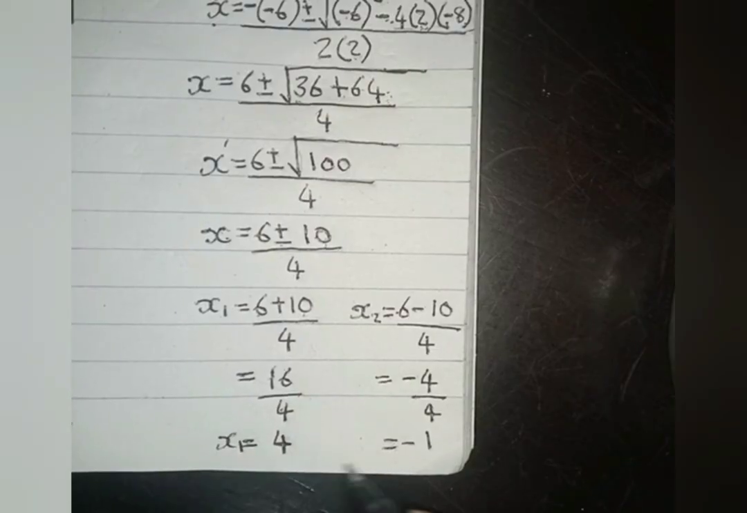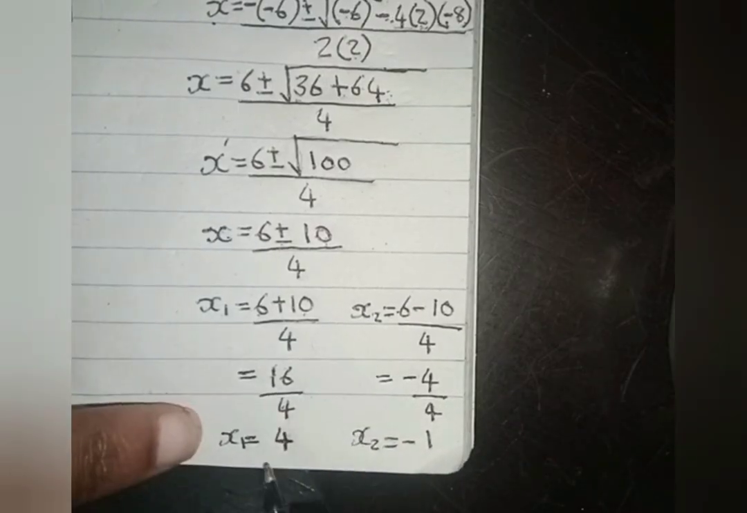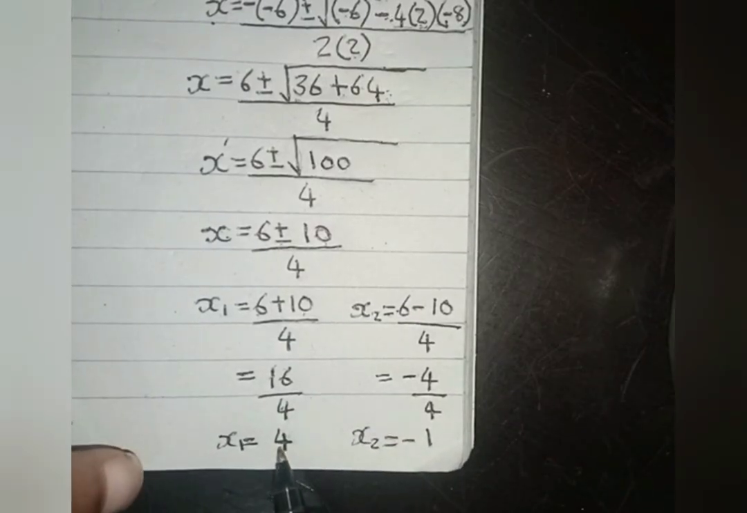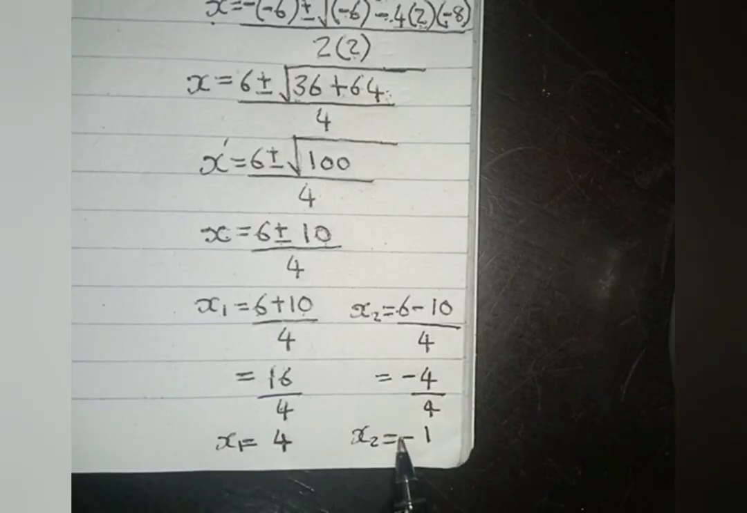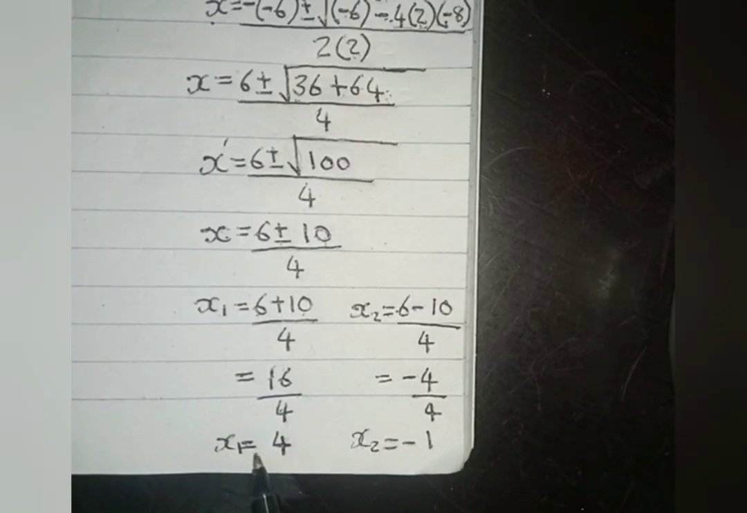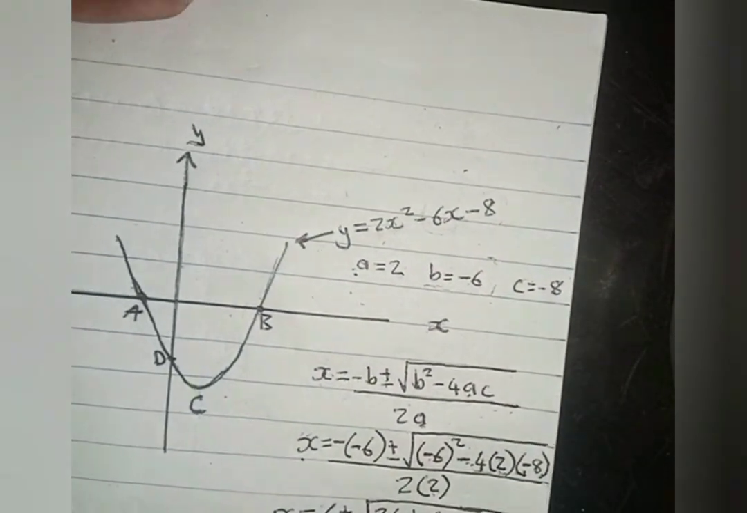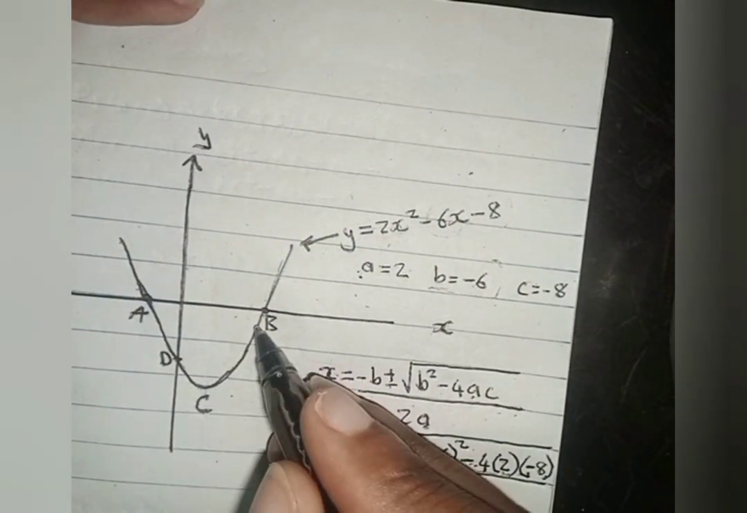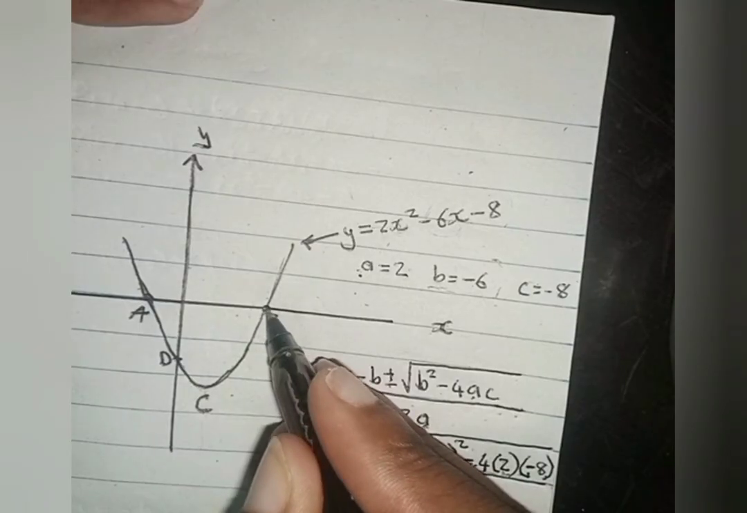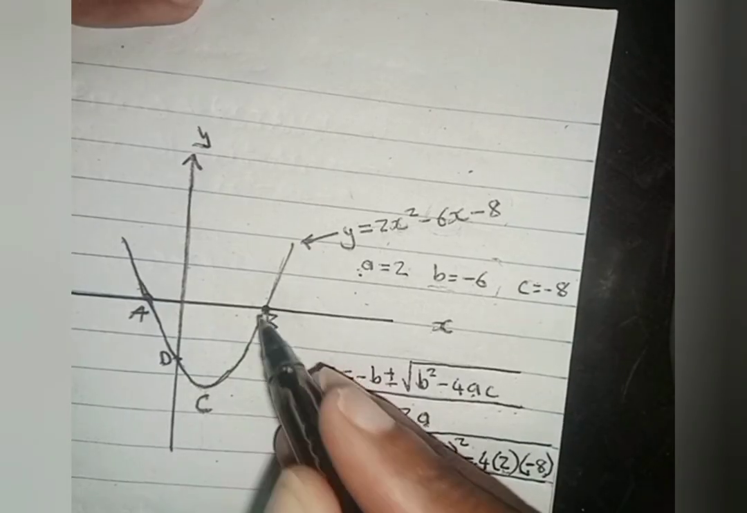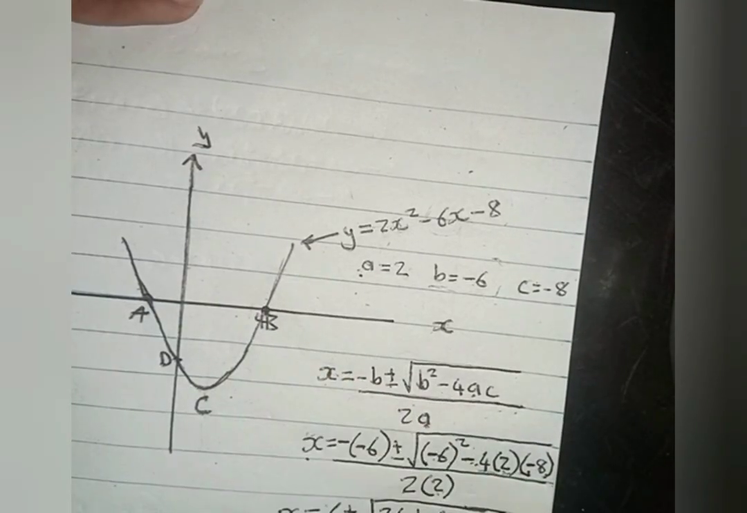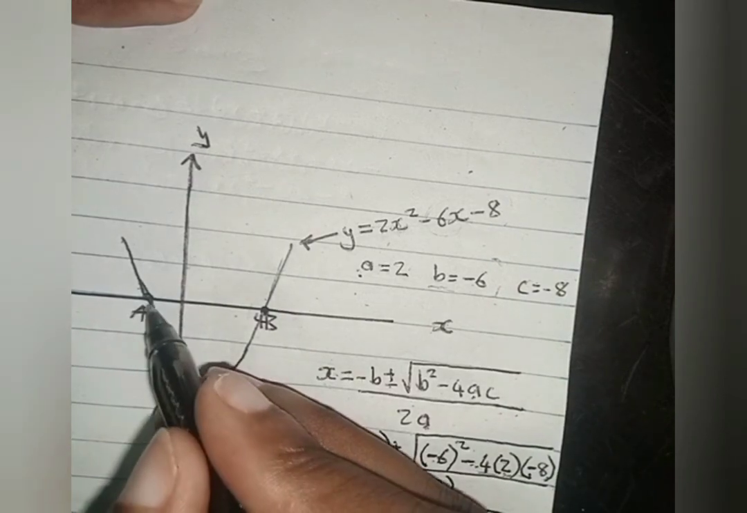x. This is our x1 and this is our x2. So you can see here that one value is a positive value, then the other one is a negative value. So this positive value 4 on our curve, it's the value of x, it will be here. So this is the number which is supposed to be here. So we have 4 here. Then -1 will be here.